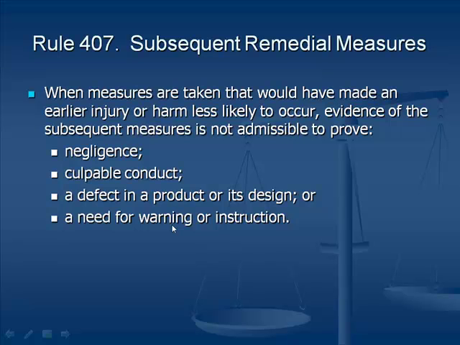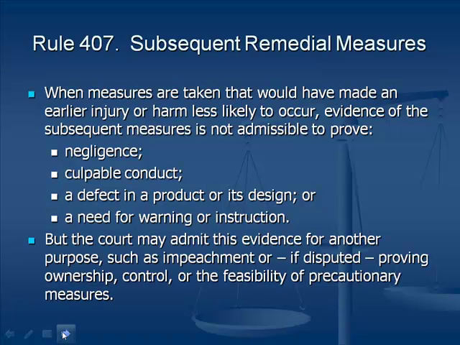By prohibiting the introduction of evidence of the remedial measure to show fault, the rule encourages those very measures and prevents them from being used as some kind of admission of liability. It does not prohibit evidence of a subsequent remedial measure if introduced for another purpose, such as impeachment, or if the party disputes ownership, control, or the feasibility of precautionary measures, then the evidence may be introduced for that purpose.